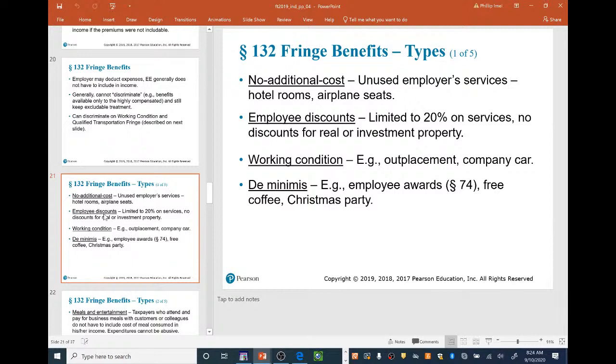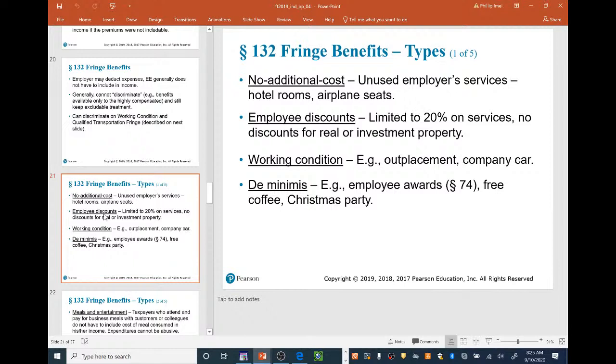Okay, so the following benefits may be excluded from an employee's gross income, okay? We'll start with no-additional-cost benefits. An example of this is standby flight benefits for airline employees, so unused employee services, hotel rooms, airplane seats. It says here we have employee discounts, limited to 20% on services, with no discounts for real or investment property. So, a 20% discount on legal services for law firms, receptionists.